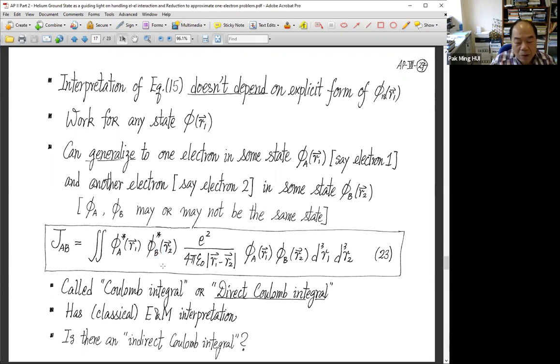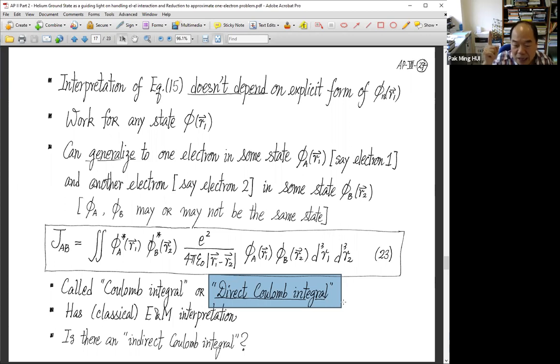So now it's time to introduce the name. There are many names for this integral. It is called the Coulomb integral, naturally, because it comes from the Coulomb. But more explicitly, it is called the direct Coulomb integral. Okay? That implicitly also means there may be something called the indirect Coulomb integral. I will show you a little bit later what is an indirect Coulomb integral.